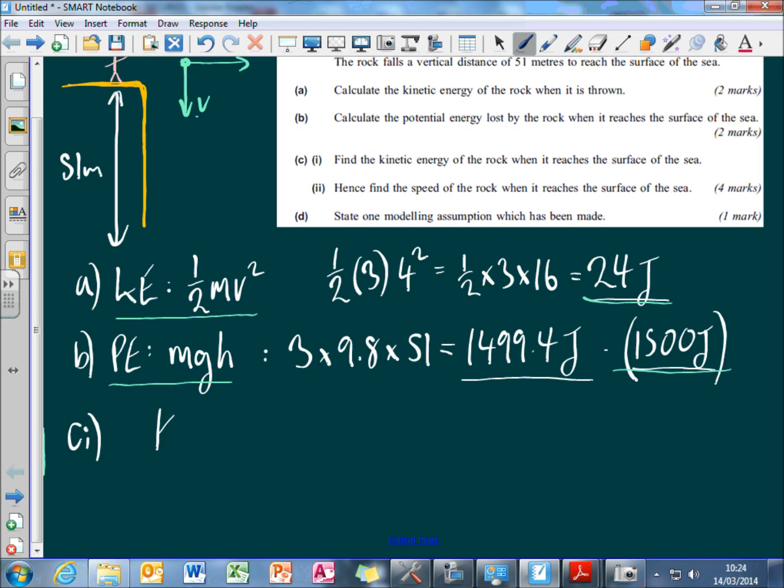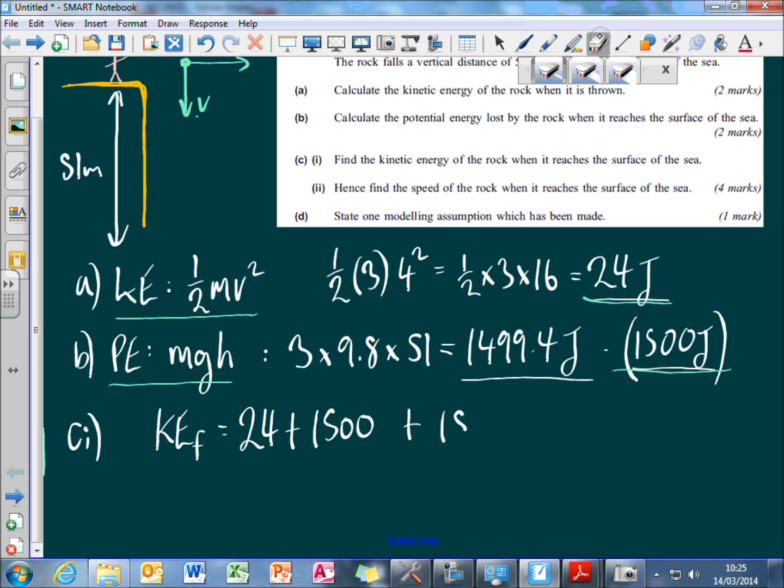So the final kinetic energy is just 24 joules plus all the energy it gained from falling. That should be an equals, right? 24 plus 1,500, so 1,524 joules. Yeah? Okay. Hence find the speed of the rock. Well, this is the bit that's worth the 4 marks. Hence find the speed of the rock.